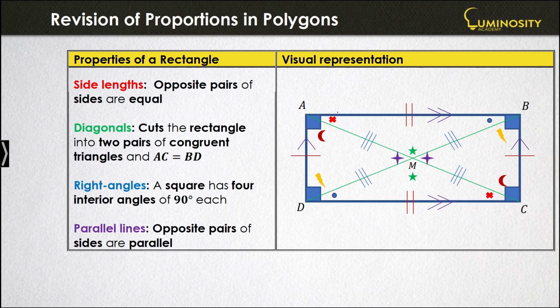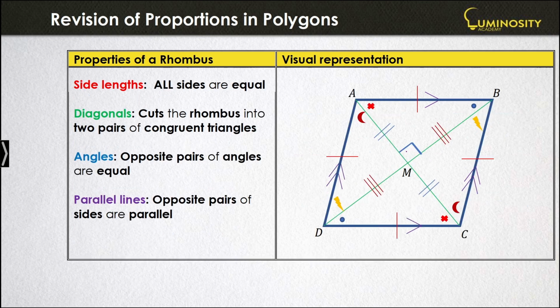Rectangles are sort of like squished out squares, in that they also have four 90-degree angles. The diagonal lines will also bisect each other, and it'll actually create two congruent triangles. We've mentioned that they all have four interior 90-degree angles, and opposite pairs of sides are equal and parallel to each other.